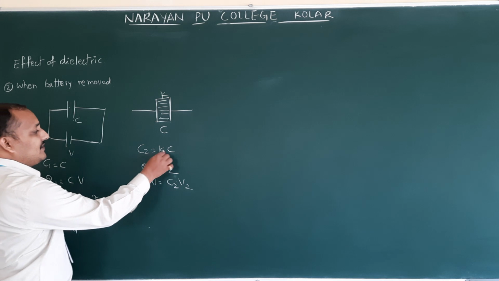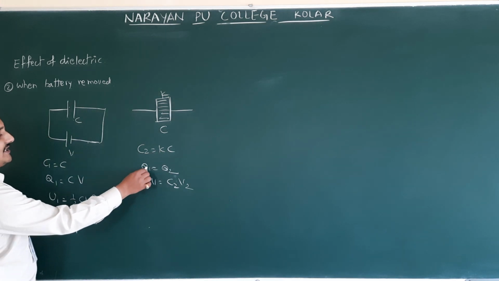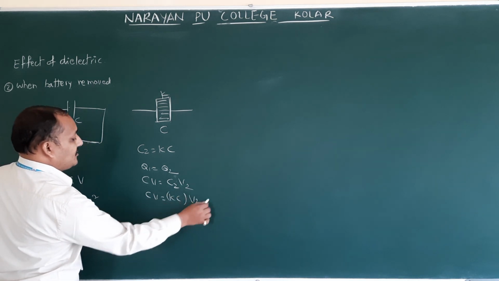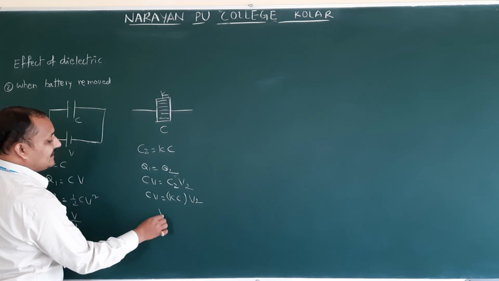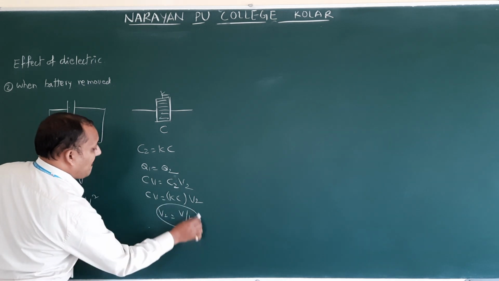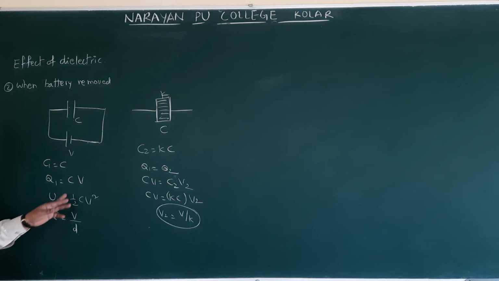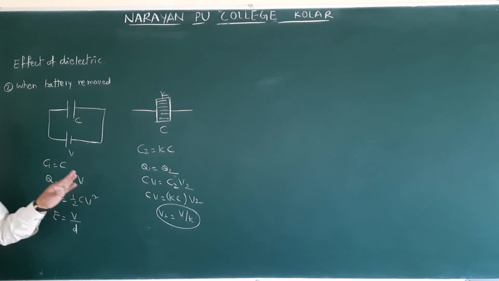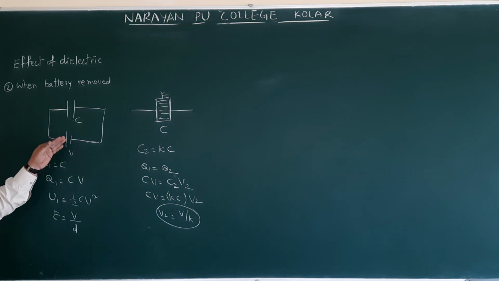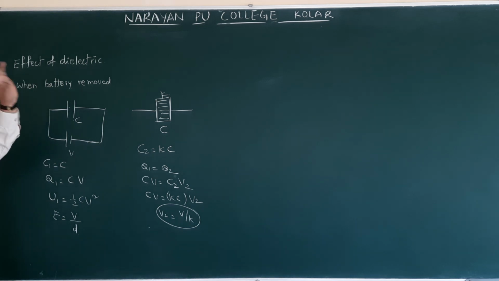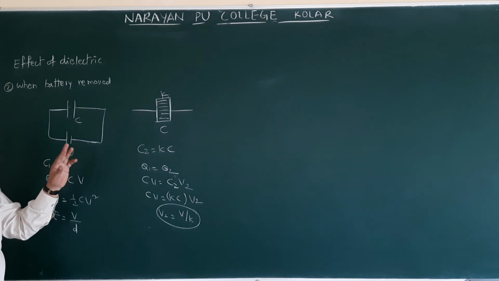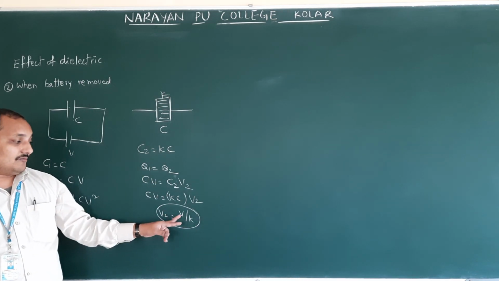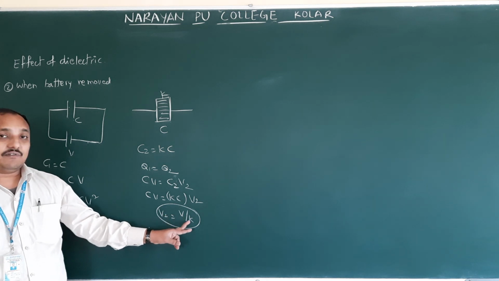Now what is the C2 value? C2 is equal to KC. The initial charge Q1 is equal to CV, which is equal to KC into V2. Then C is cancelled, and V2 is equal to V by K. The initial potential is V, and now the potential becomes V by K. What you have to understand: if the battery is connected, after introducing the dielectric the potential is the same. If the battery is removed, the charge is the same, but the potential decreases by K times, that is V2 is equal to V by K.